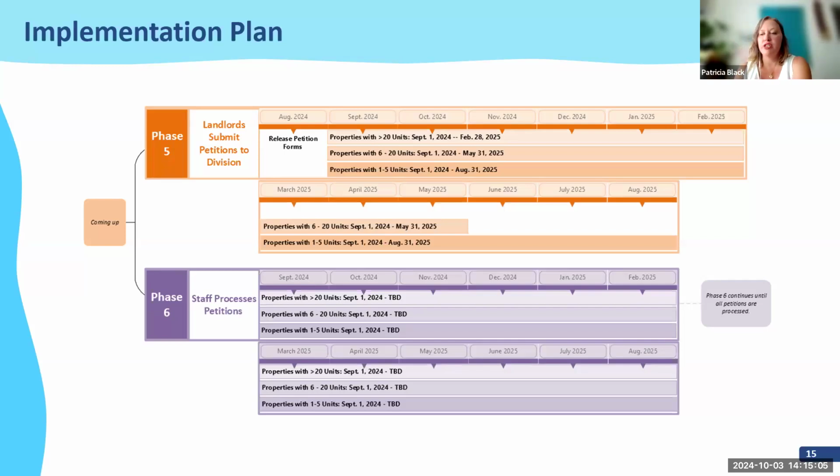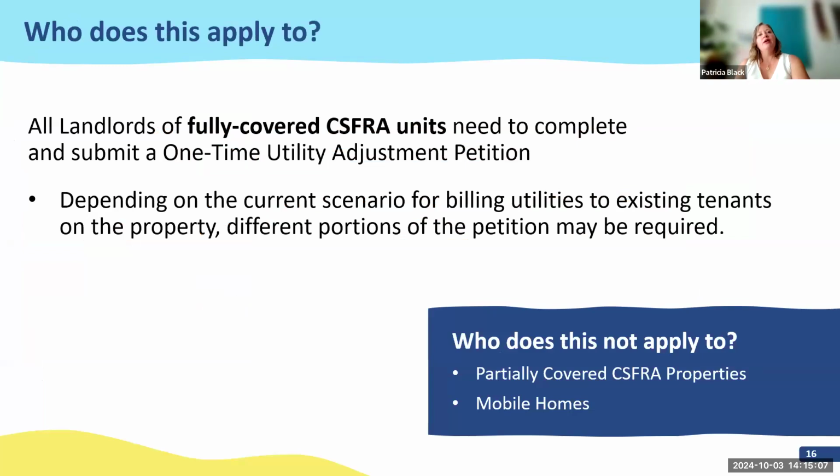It's greatly appreciated. So again, who does this process apply to? It's for all landlords of fully covered CSFRA units. Every single one of you needs to file, complete, and submit a one-time utility adjustment petition. Depending on the current scenario for billing utilities, there are different portions that will apply. There are different workbooks specifically, and different information needs to be provided. We will let you know that information in the forms and the workbooks. And obviously, if you gave us a call, we would let you know that way too.